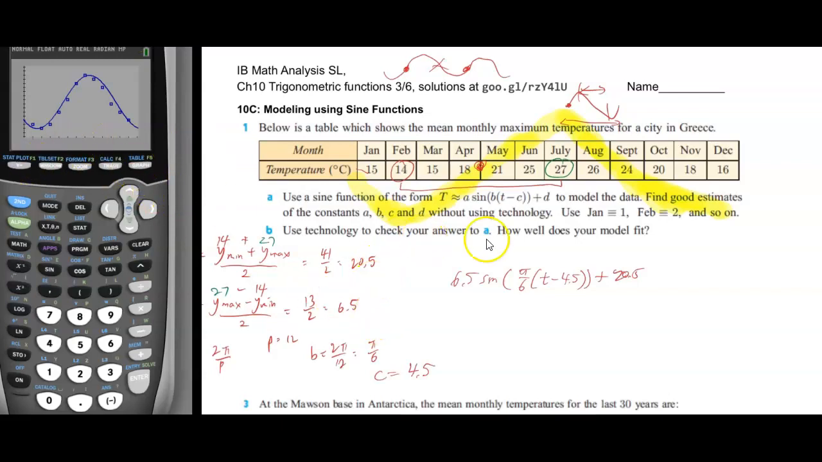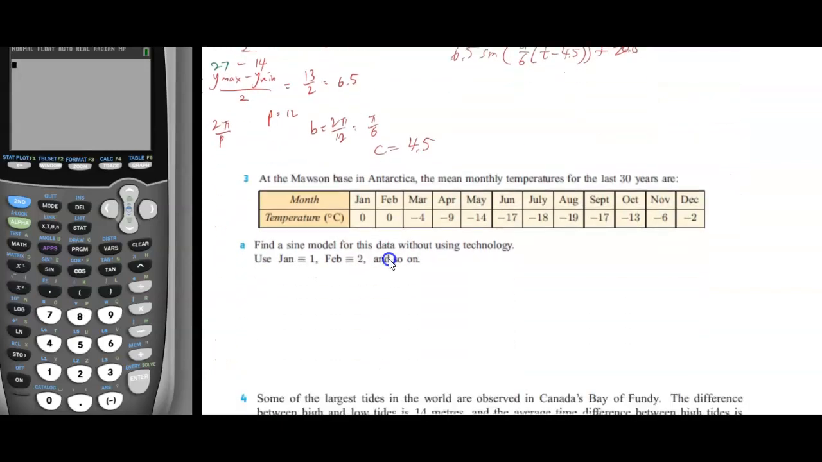Okay, it says to use technology to check your answer. That's pretty good. Remember that you might need to turn on your stat plot by going into second stat plot and clicking this to on. Okay, so that worked out pretty well. All right, let's move on to the next one.